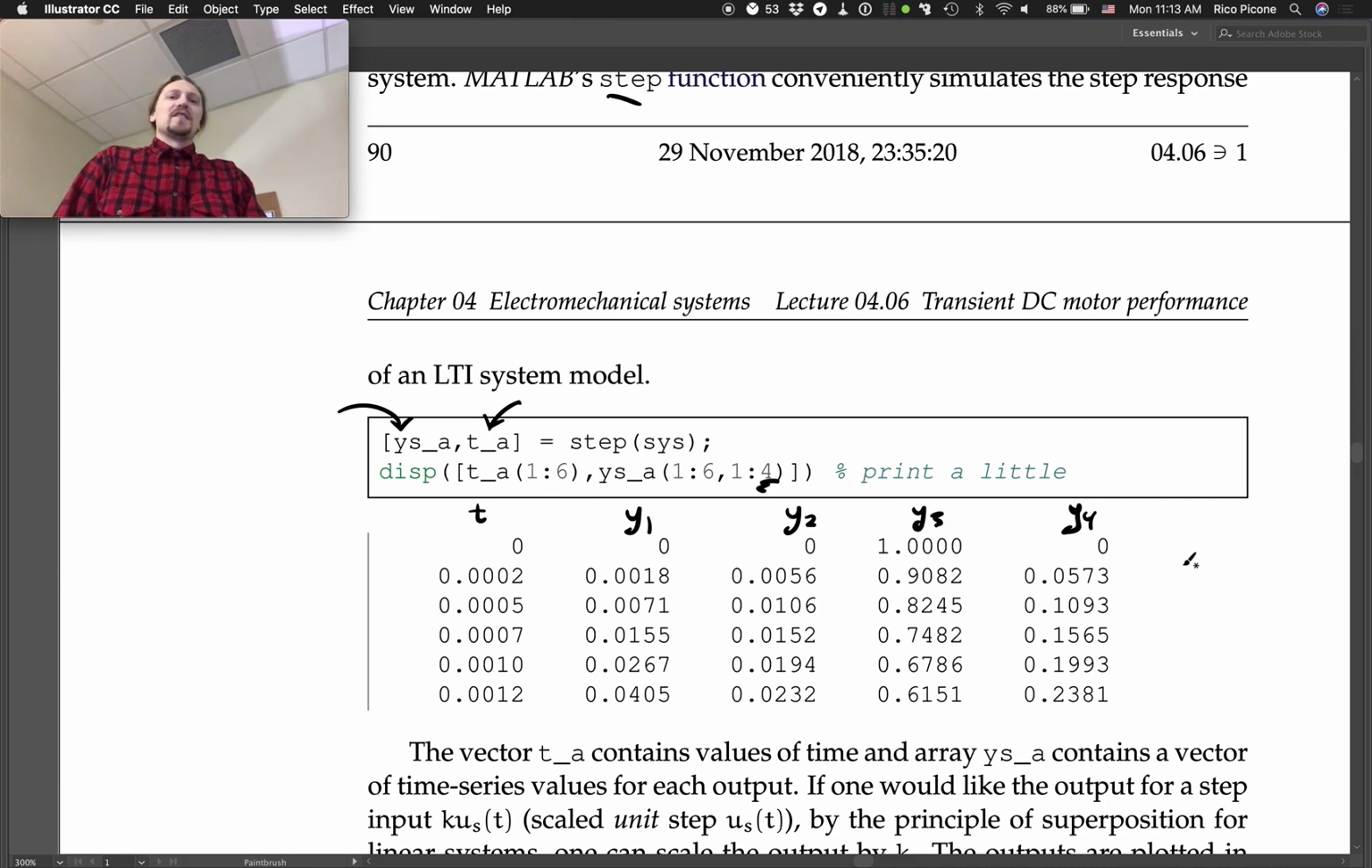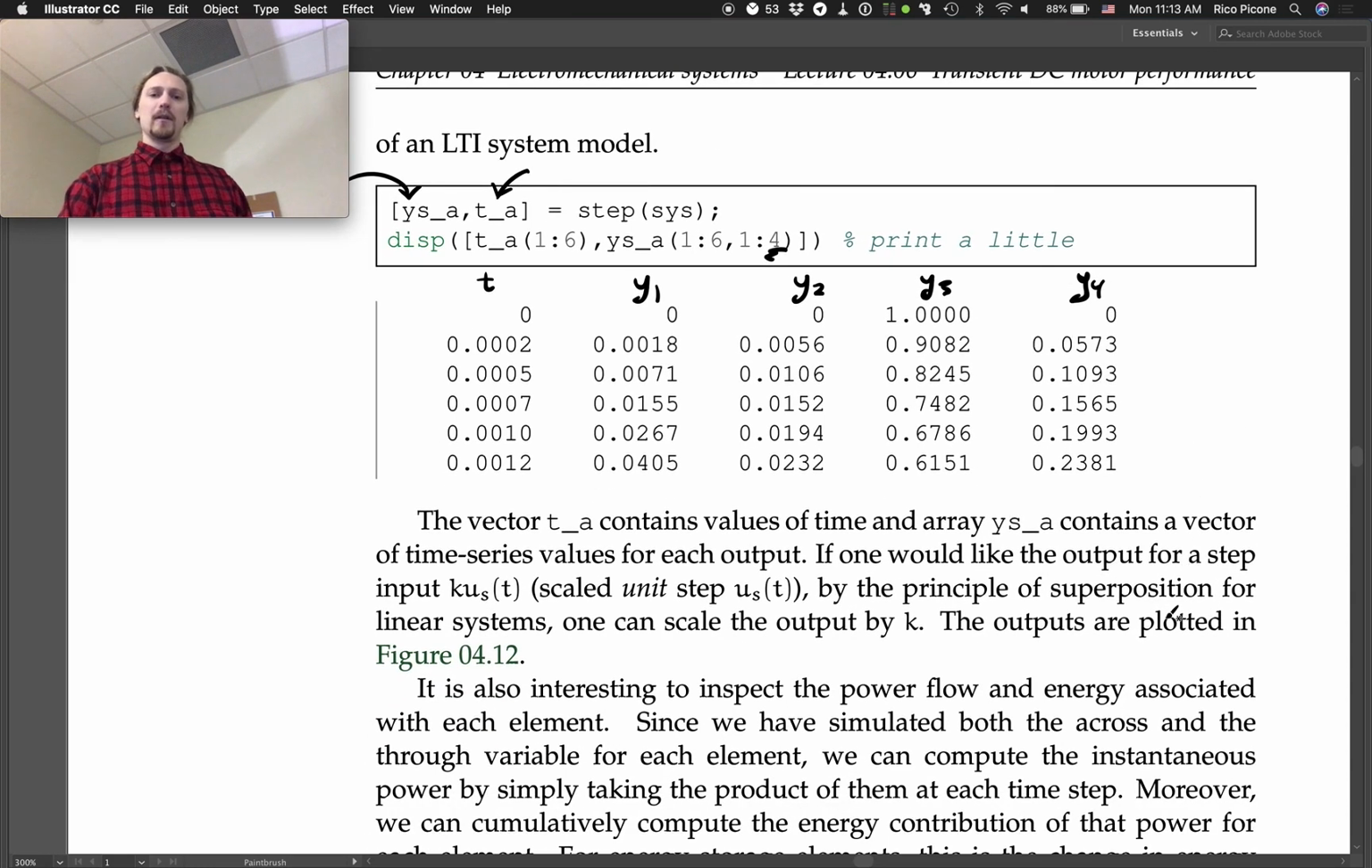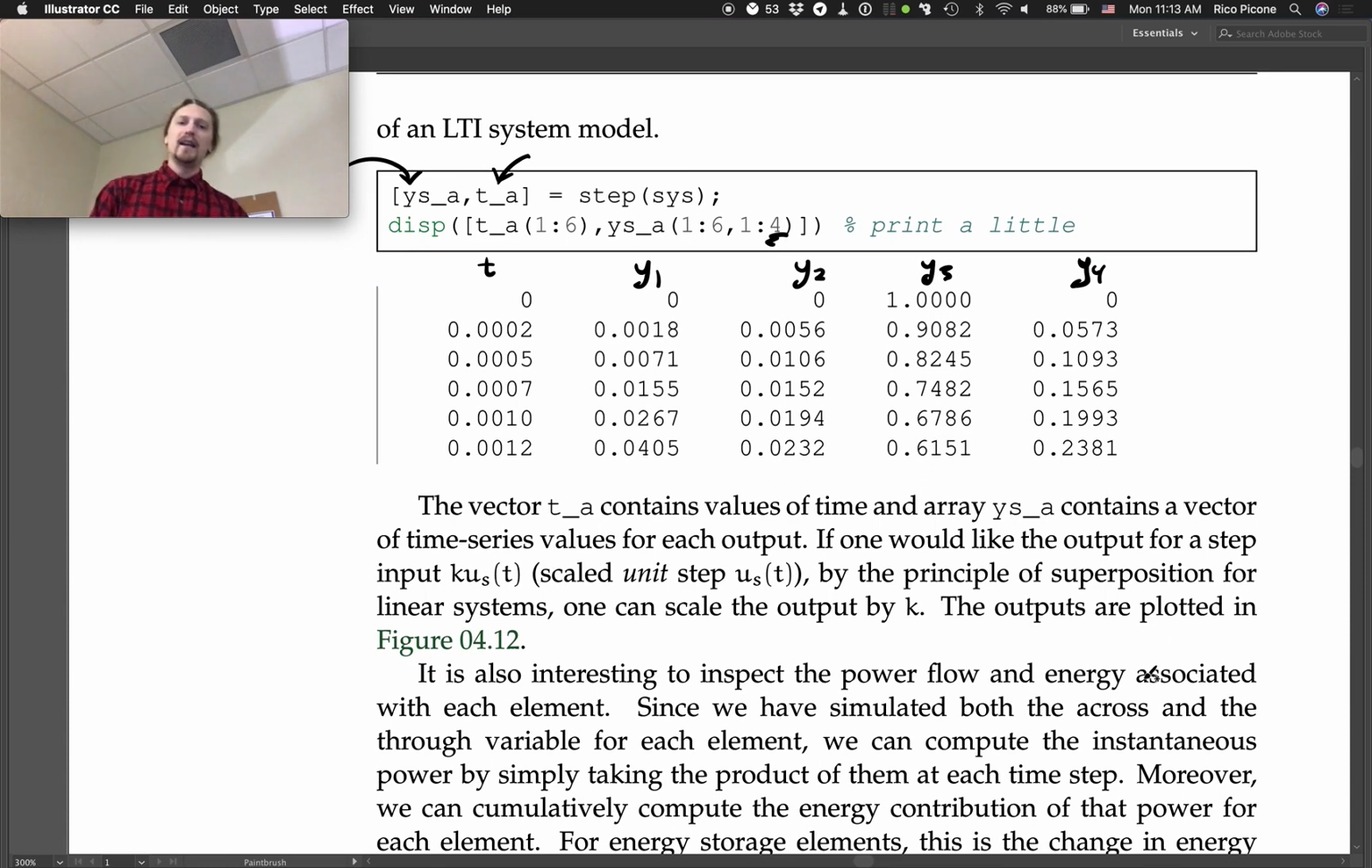That was just to show you what these objects are. Looking at these numbers doesn't give us a lot of insight, but knowing what kind of objects we have in MATLAB is helpful. So the vector T A contains values of time, and the array Y S A contains a vector of time series values for each output. Remember, we chose the output of our model to be all the variables, because we're interested in all of them.